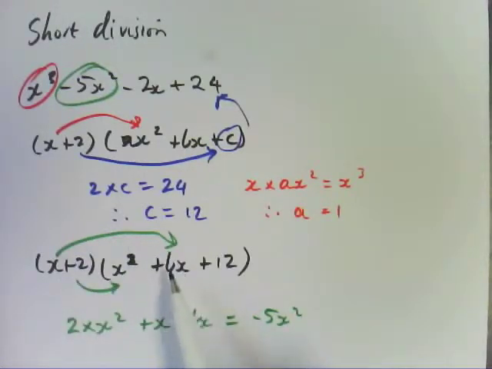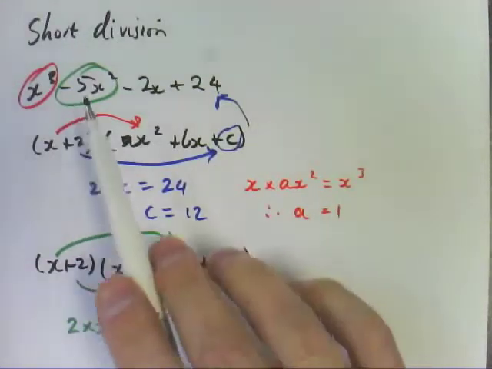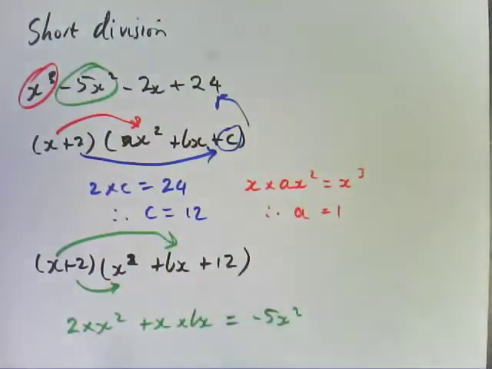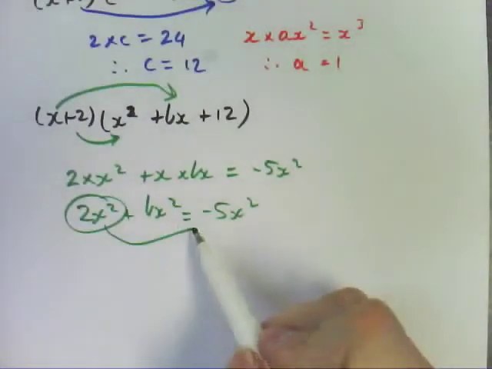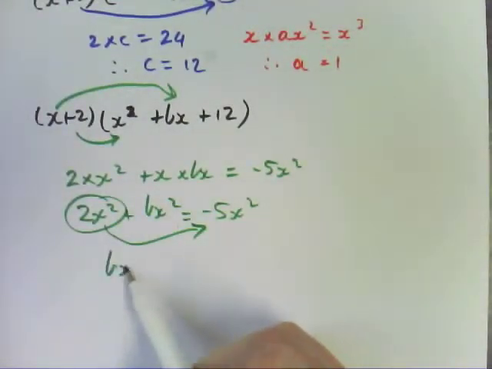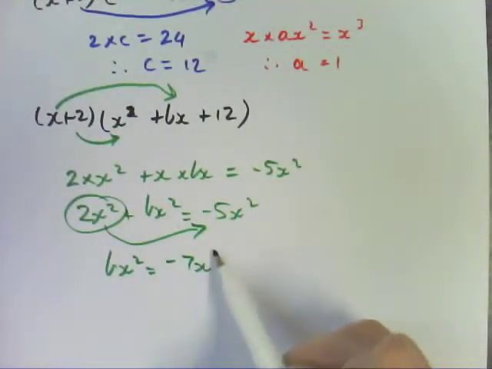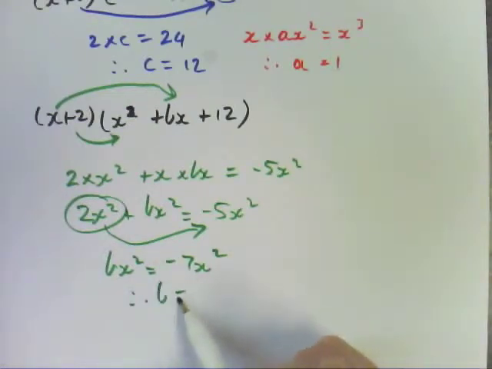If I'm expanding, so we're sort of working backwards here, then x times bx will give me an x squared term, and 2 times x squared will give me an x squared term. Added together, they must equal negative 5x squared. So, 2x squared plus bx squared must equal negative 5x squared. We take the 2x squared over the other side, and we get bx squared must equal negative 7x squared. Therefore, b equals negative 7.